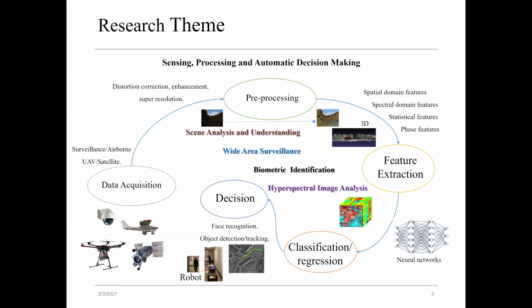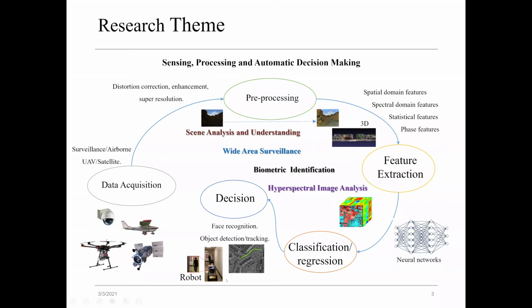And based on the prediction result, you can do some decision making, right? Here I'm showing some examples, including face recognition, right? We can extract features of a face, and then we try to determine who that person is in the imagery. Also, we can do object tracking, right? This is airborne imagery where we can track specific cars or pedestrians walking on the street. So we can also track a specific target.